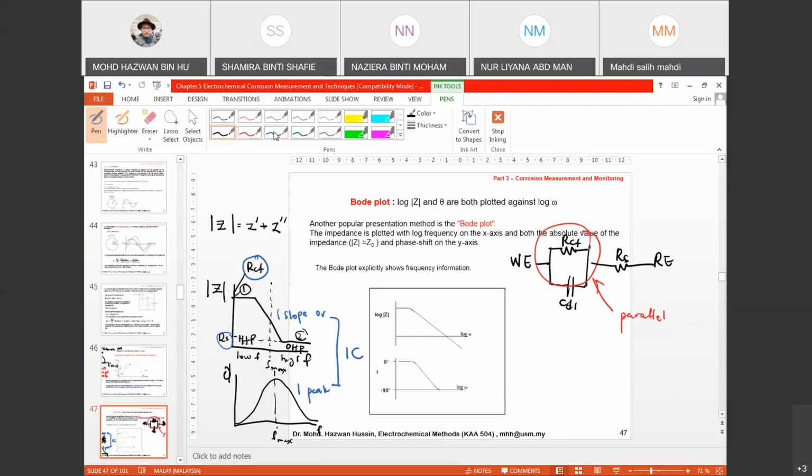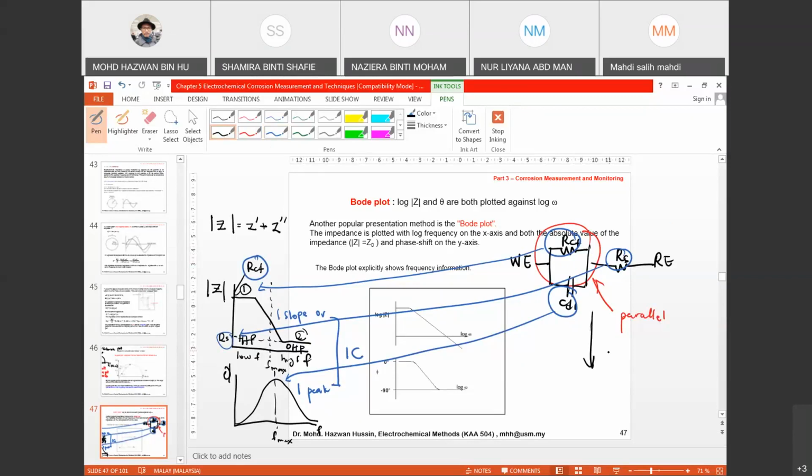But over here, RCT is coming from here. RS is coming from here. CDL is coming from here. So with the Bode plot and also the Nyquist plot, it gives some information on the prediction of your equivalent circuit, which later on you will use for fitting with data. Once you fit, you will get the values of RCT, RS and CDL, precise values.